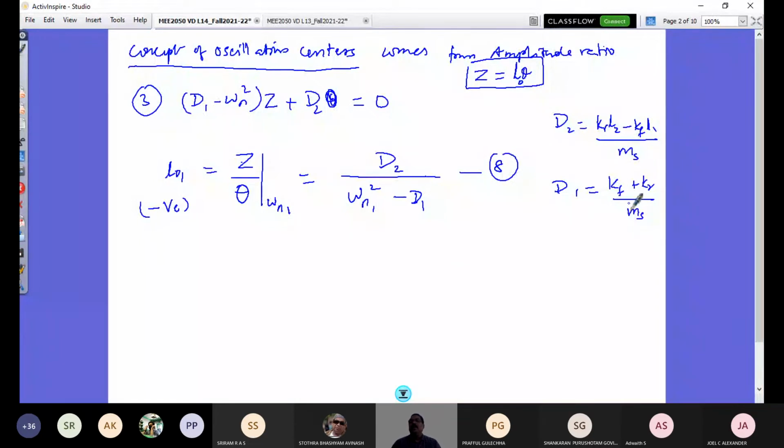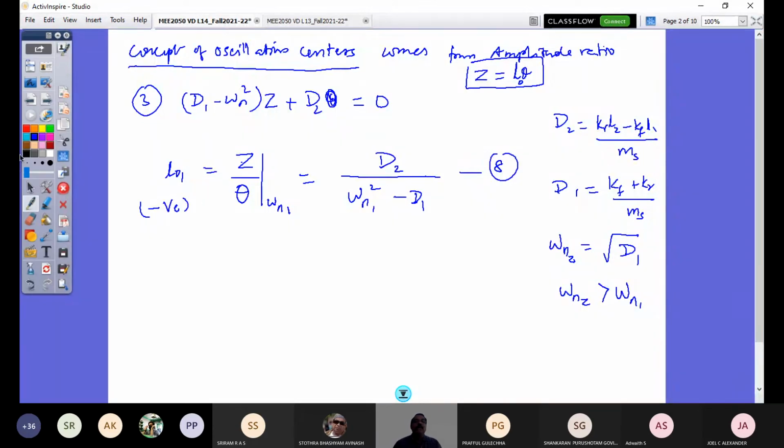So you know, the root of K equivalent by MS is what is omega n1 square. So that's what is there here. So here, this is a coupled system. For an uncoupled system, omega n is the root of D1, and omega n1 for the coupled system will be greater than that. Subscript 1 is for the coupled system, Z for the uncoupled system, remember. So this term is going to be negative. So when this term is going to be negative, you look at now your vehicle.